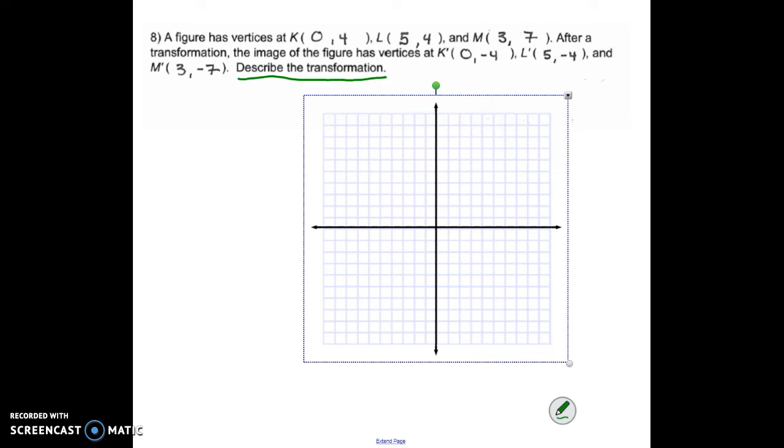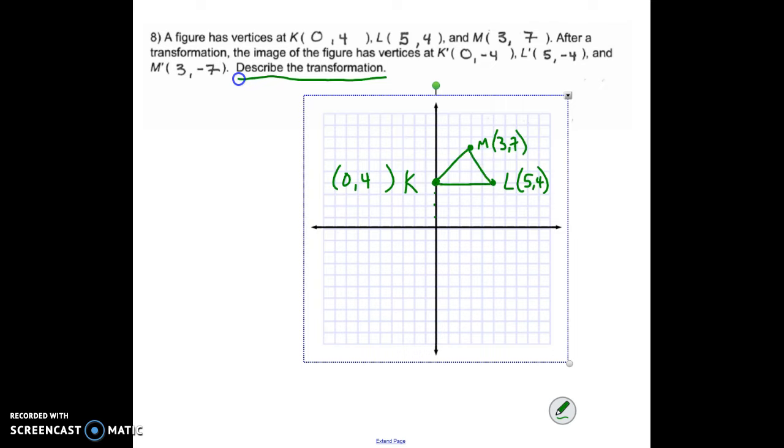So K, 0, 4. 1, 2, 3, 4. I got a point right there. This is K. And let me just label it 0, 4. And L is 5, 4. 1, 2, 3, 4, 5. Up here, 4. All right, that's L. And then M, 3, 7. 1, 2, 3, 4, 5, 6, 7, right there. All right, M. 3, 7.